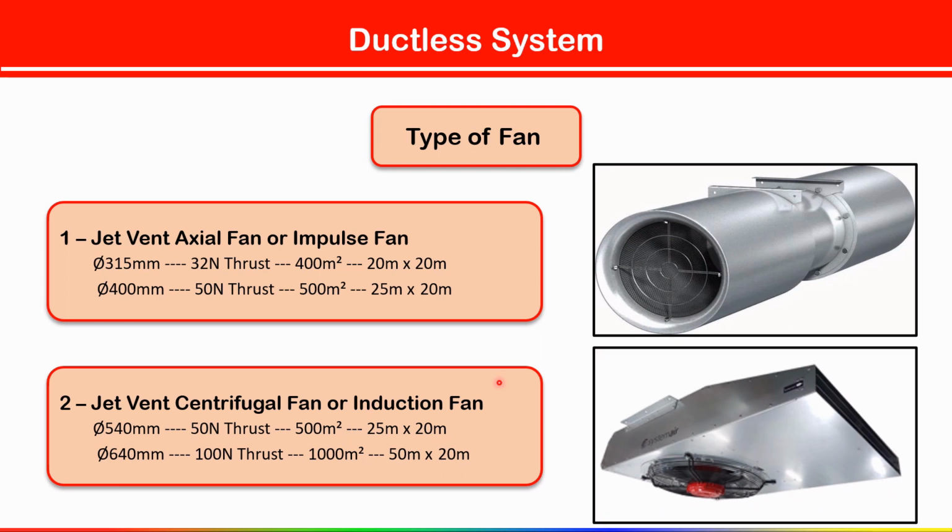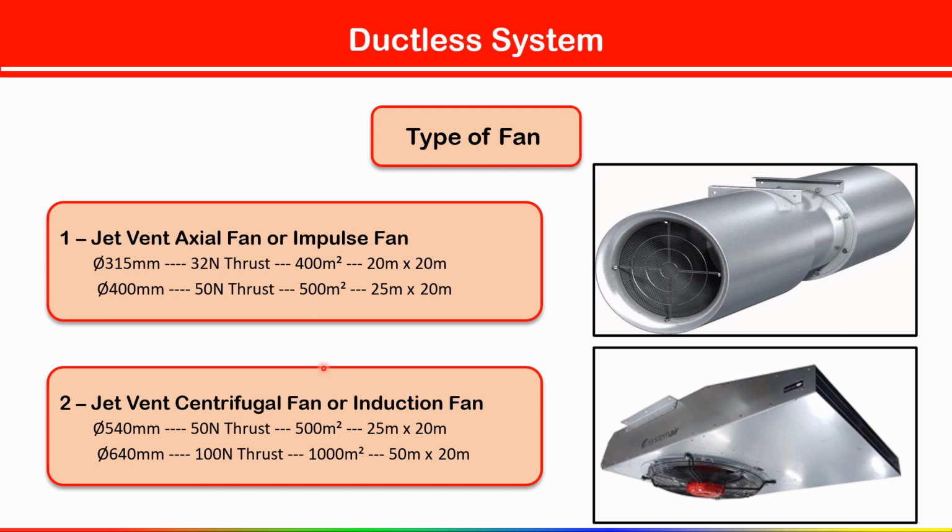Now the another fan is the jet vent centrifugal fan, or induction fan. You can see in this figure a centrifugal fan is shown. It means you can suck air from the bottom part and then discharge it through this part. Suction and discharge lines are perpendicular to each other in a centrifugal fan. Remember, we generally use this fan if you want to discharge a high amount of air flow rate, so you have to use this centrifugal fan.